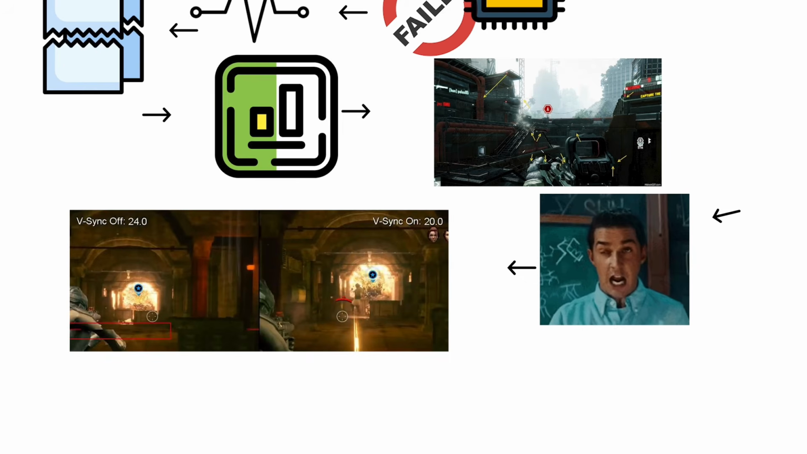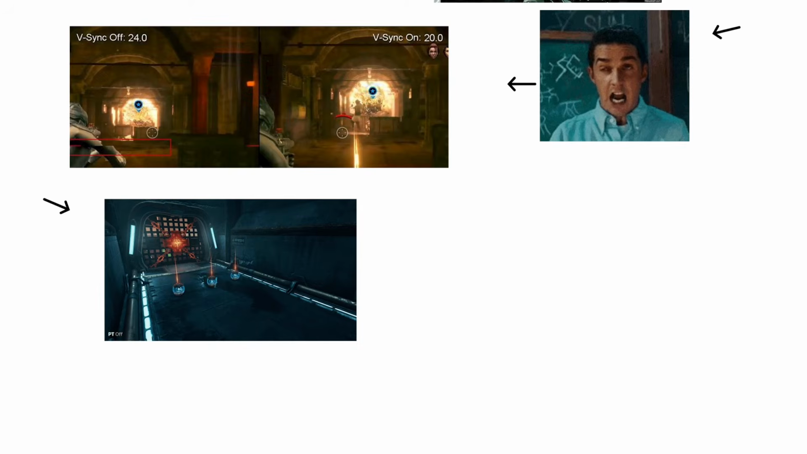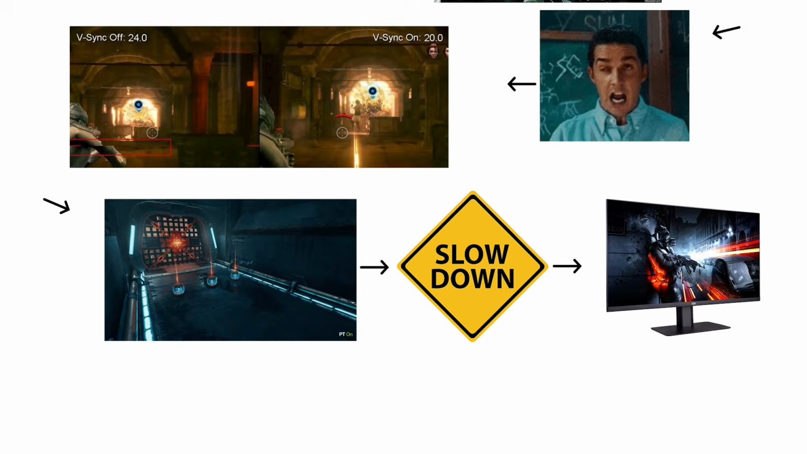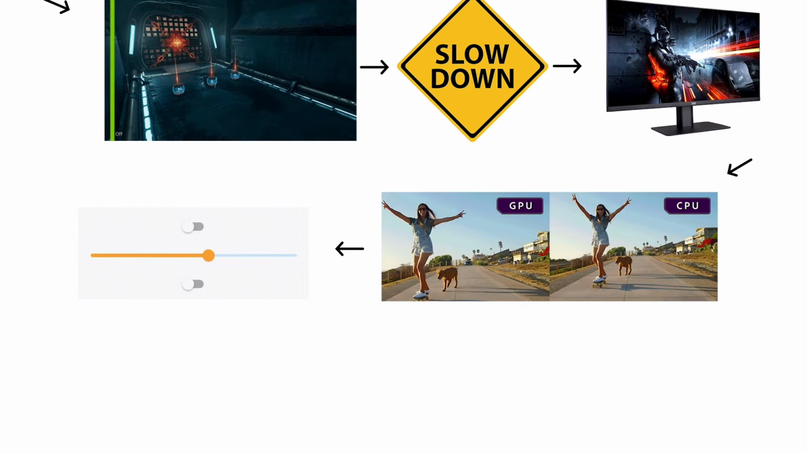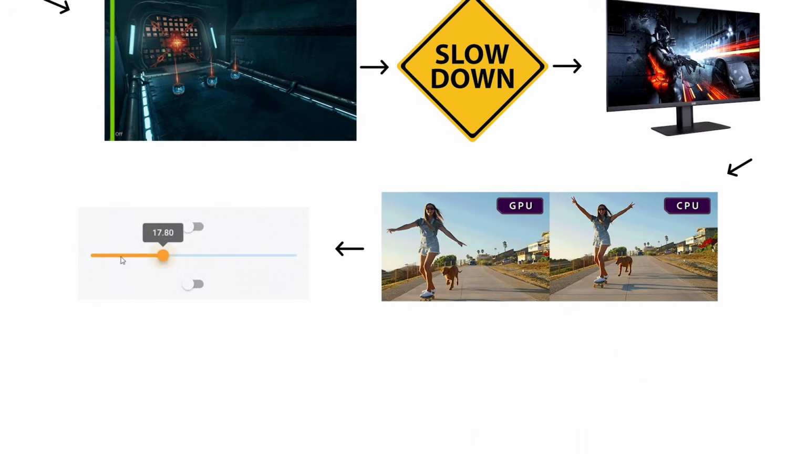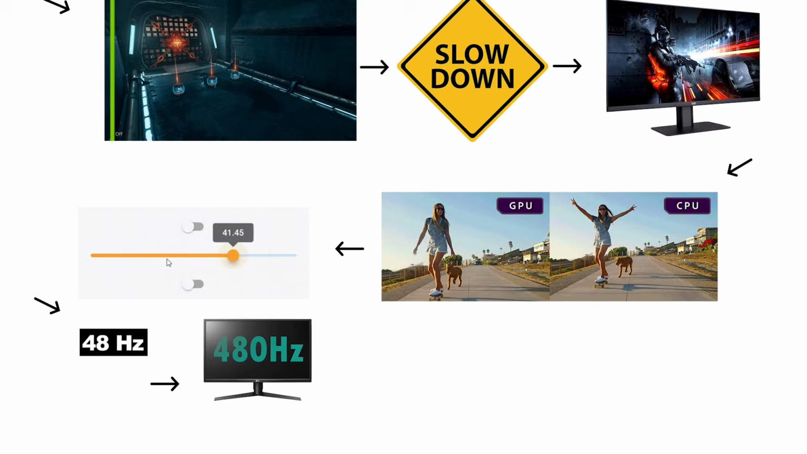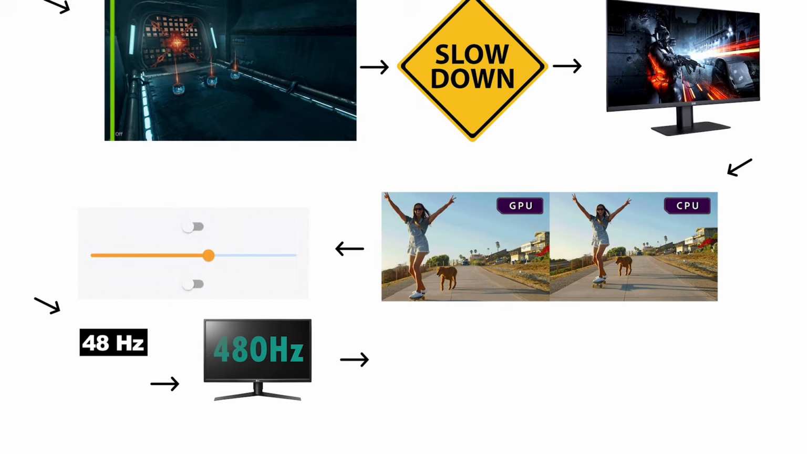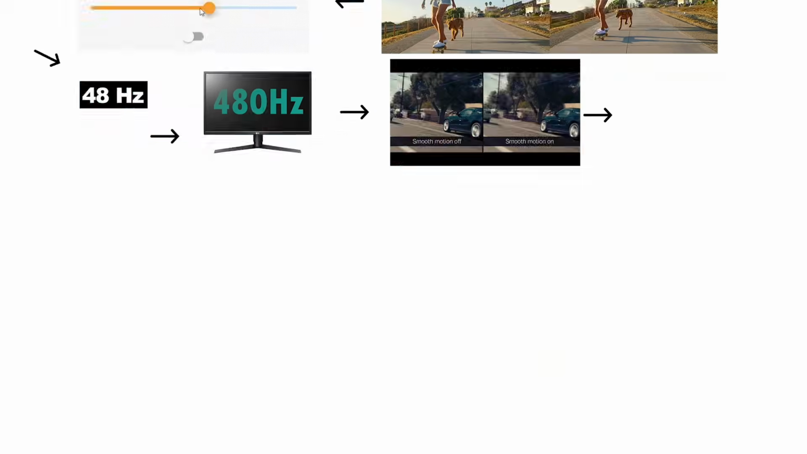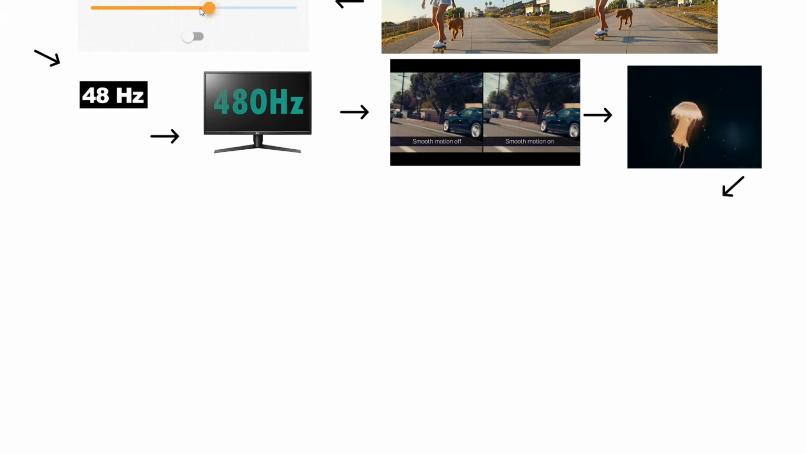Adaptive Sync fixes that by making the display wait. When the GPU finishes rendering a frame, the monitor refreshes immediately. When the GPU slows down, the monitor slows down too. The refresh rate floats between a minimum and maximum range, usually 48 Hz, up to whatever the panel's maximum is. The result is motion that feels fluid, without the judder or sliced frames you get from fixed timing.